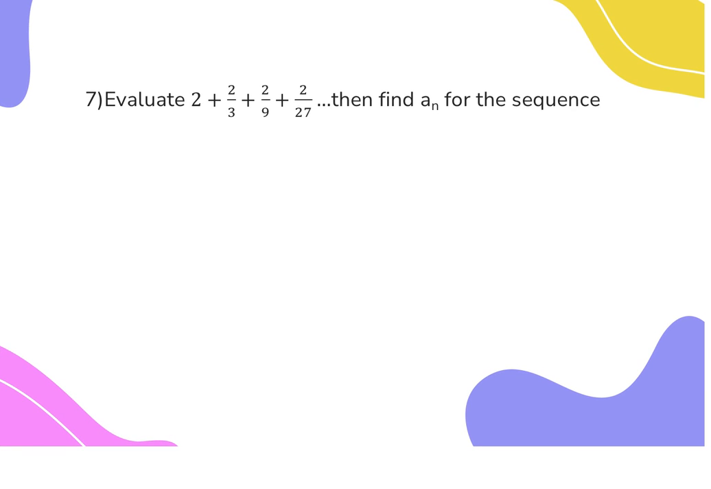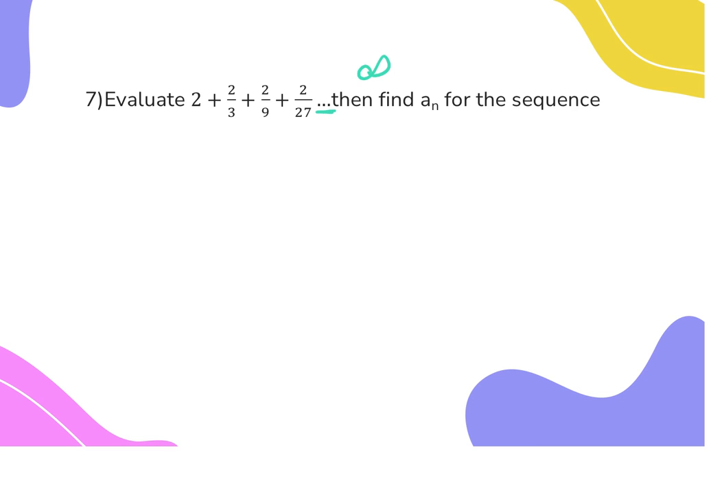All right, this one says evaluate 2 plus 2/3 plus 2/9 plus 2 over 27, and find a sub n for the sequence. So first of all, what kind of sequence is it if it has a dot, dot, dot at the end? It's infinite. It doesn't say find a specific number of terms. If it said find the first 100 terms, then that's still finite. But this one just says evaluate, and you're adding it up with the dot, dot, dot. This would be infinite. And in order to find an infinite sum, r, or the absolute value of r, has to be in between 0 and 1.